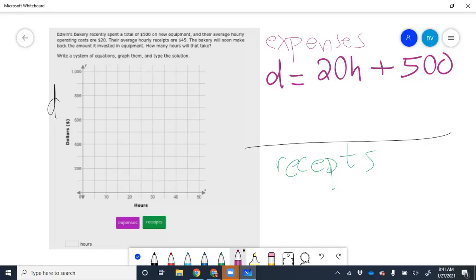So I want to make sure, tell me if you see why I put the 20 and the 500 there. $20 for every hour. So the amount of money they're going to spend is 20 times a certain number of hours. We don't know what that is yet. All right, let's do the other equation.